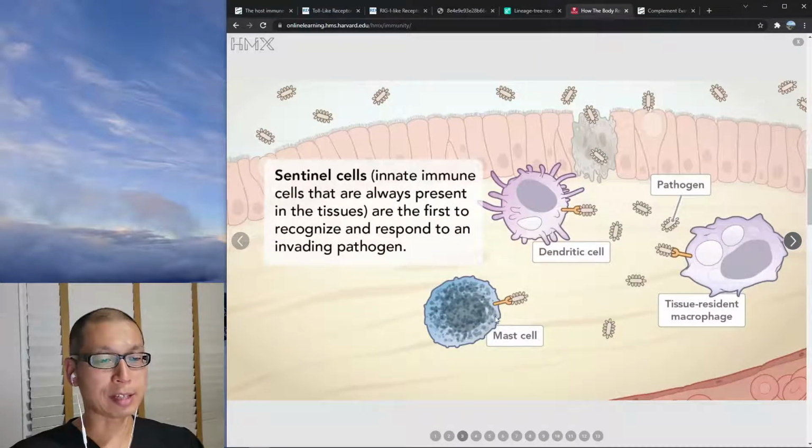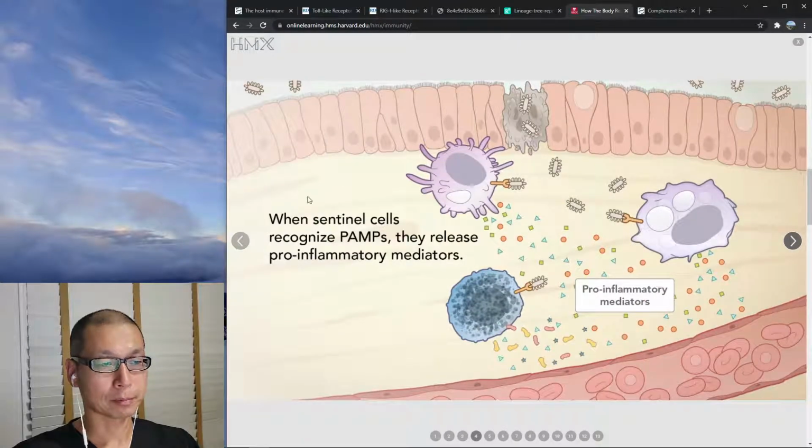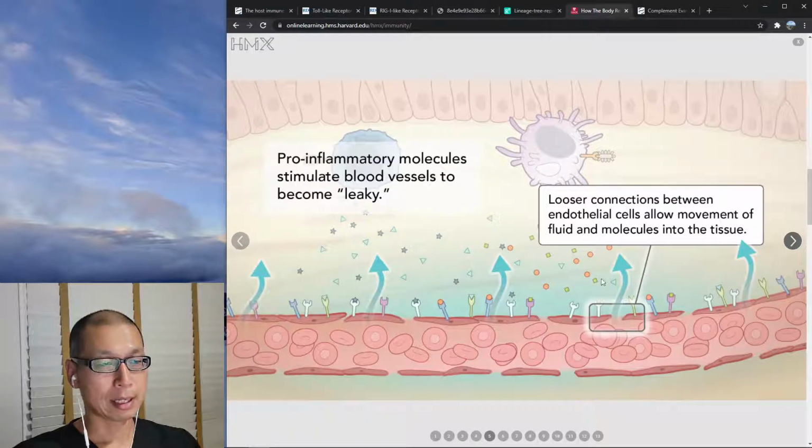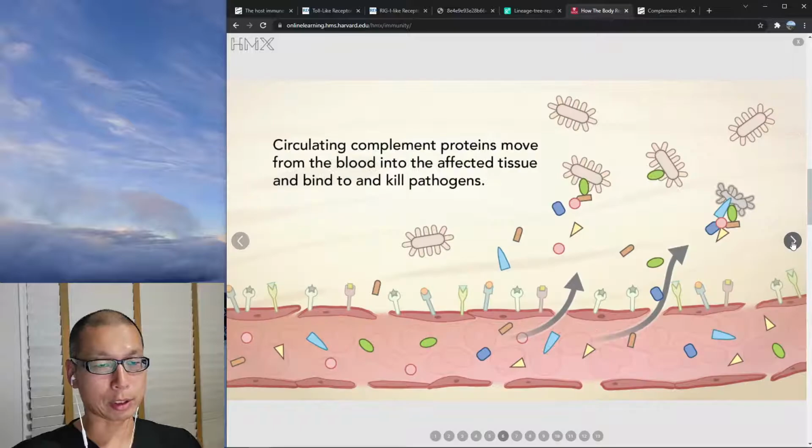All right, so these are the sentinel cells. These are the dendritic cells and the macrophages. These guys are going to try to find these viruses or bacteria and process them. And they recognize them using these toll-like receptors and things like that. And then they release these pro-inflammatory mediators. These are the cytokines. Then they get leaky, like we talked about.